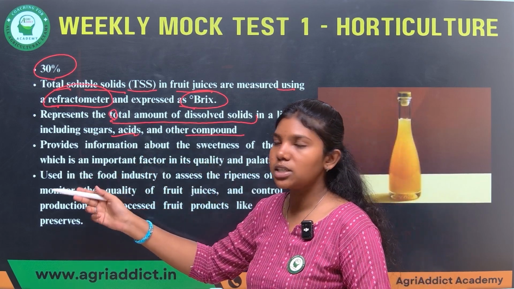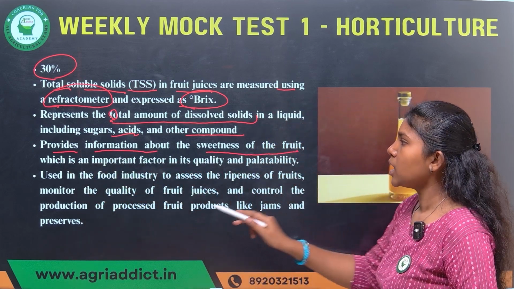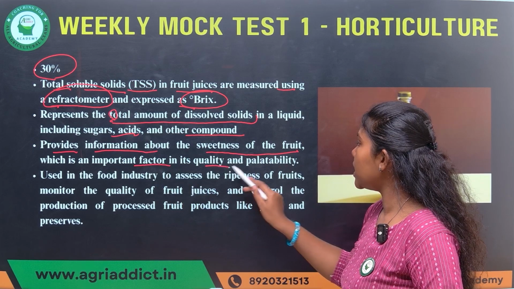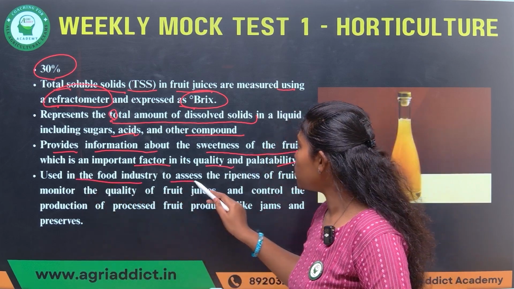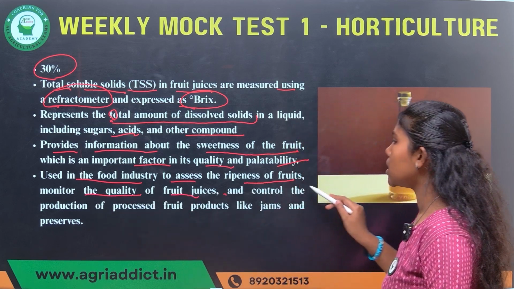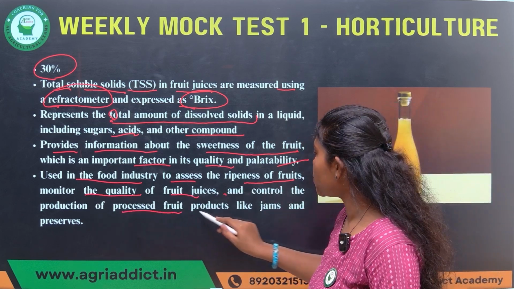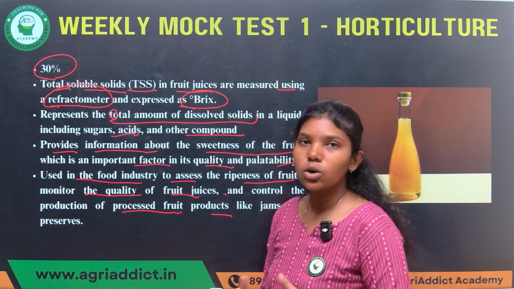Why do we need to measure TSS? It provides information about the sweetness of the fruit, which is an important factor in its quality and palatability. It is used in food industry to assess the ripeness of fruit, monitor the quality of fruit juices and control the production of processed fruit products like jams and preserves. We'll go to the next question.